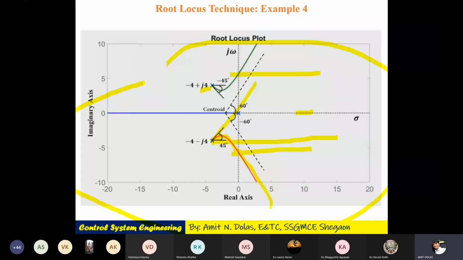Today, this highlighter is not properly working on this device, so you might be facing the problem.